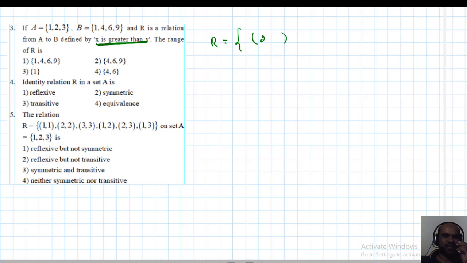Yeah. 2 comma 1 I can write. 2 is greater than 1 only. 2 comma 1, 2 comma 6 I can't write, 2 comma 9 I can write, 3 comma 1, only 1. 3 comma 1. Only 2 ordered pairs under the relation. X should be greater than y.